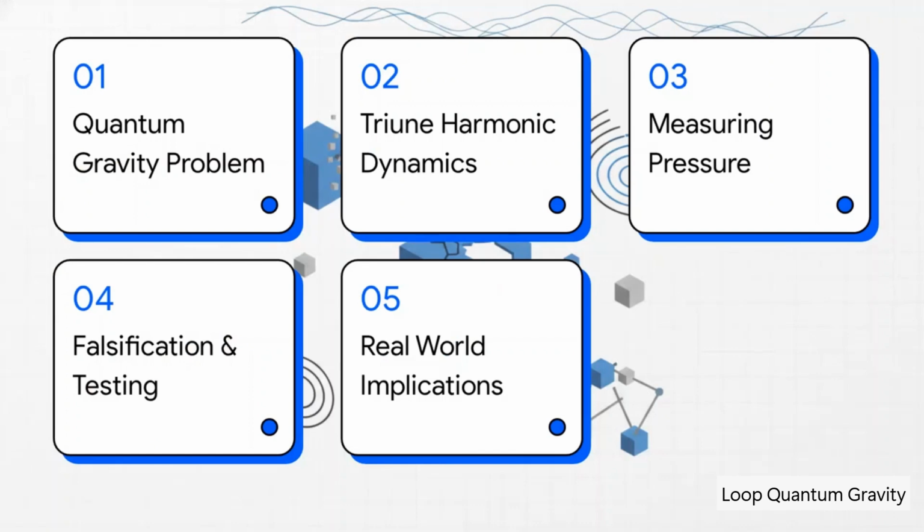Here is our agenda for the explainer today. 1. The quantum gravity problem. 2. Triune harmonic dynamics explained. 3. Measuring the structural pressure. 4. Falsification and testing parameters. And finally, 5. Real-world science implications.